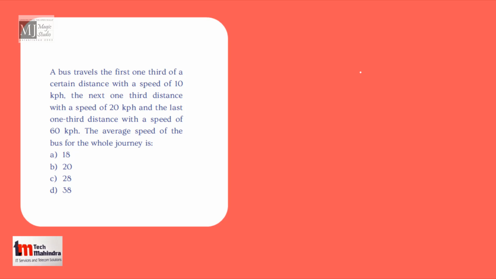Let's see this question, a very popular question from time, speed and distance to calculate average speed, and this is another variant of average speed. A bus travels the first 1/3 of a certain distance with the speed of 10 kph. So as I can see, this variant is of the type where we have different distance, different speed, different distance, different speed is given.